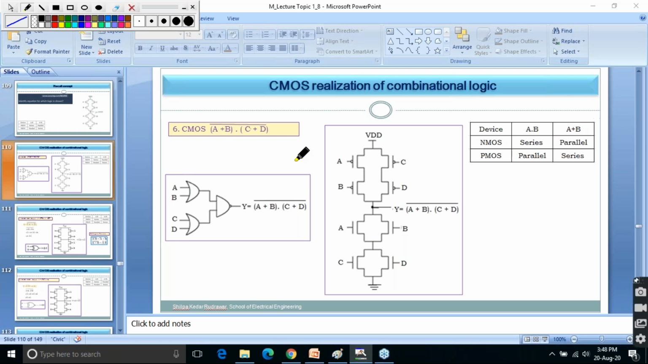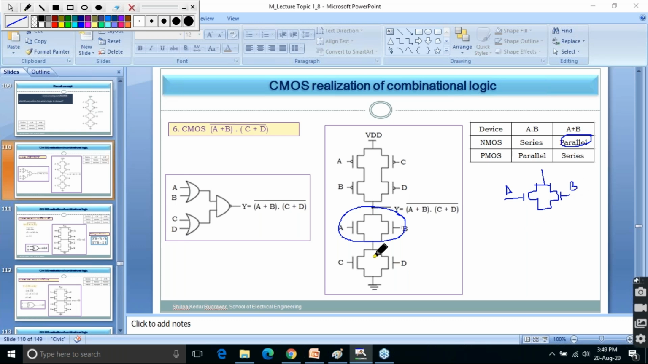Just see. First, I am able to see this NMOS. What is this NMOS? These are parallel, because A plus B implements parallel in NMOS. So I will be drawing two parallel NMOS. This is my first NMOS and this is my second NMOS. These are in parallel. Why are these in parallel? Because in the equation it is mentioned that this is A plus B. So here is the B. Hope you are writing with me.